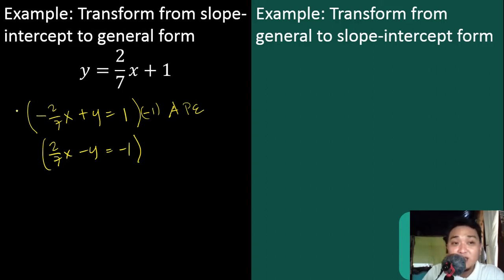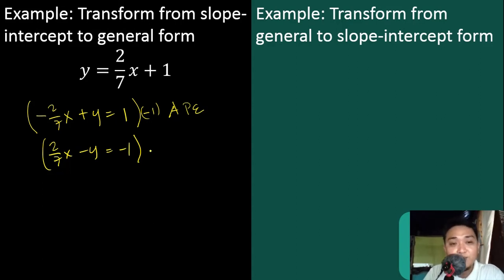So, una, tinanggal lang muna natin yung negative. Naging positive siya. That is by means of multiplying everything by negative 1. Which is allowed in math because that is the same as multiplying both sides by a number or a real number.